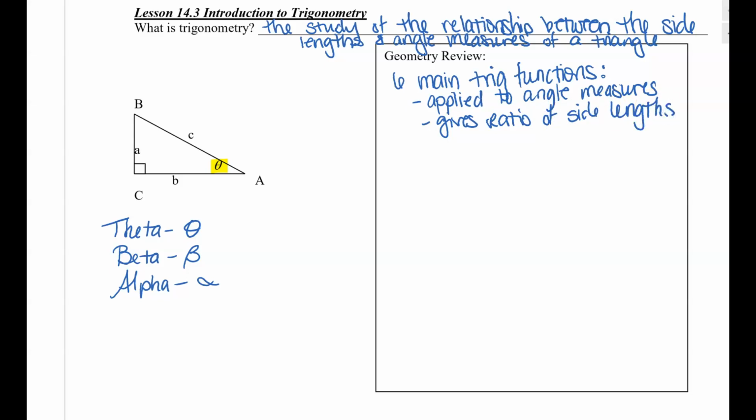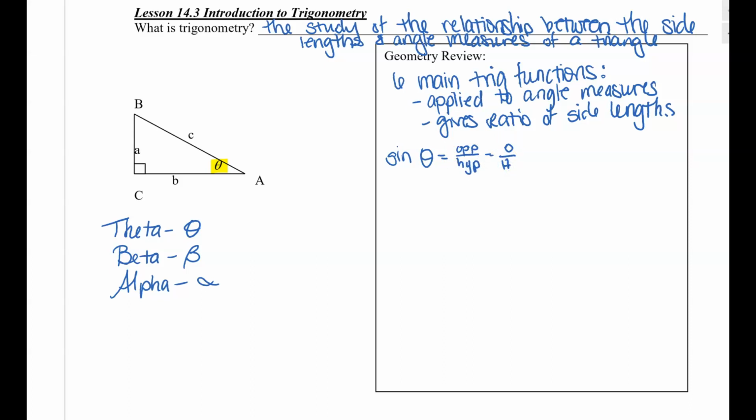We will never say, oh yeah, what's the cosine of rad 2 over 2? Okay, again, it doesn't make sense. The cosine is applied to an angle measure. The cosine of 45 degrees, that's rad 2 over 2. All right, so let's review. Sine, cosine, tangent, SOHCAHTOA. So the sine of theta is our opposite leg over the hypotenuse.